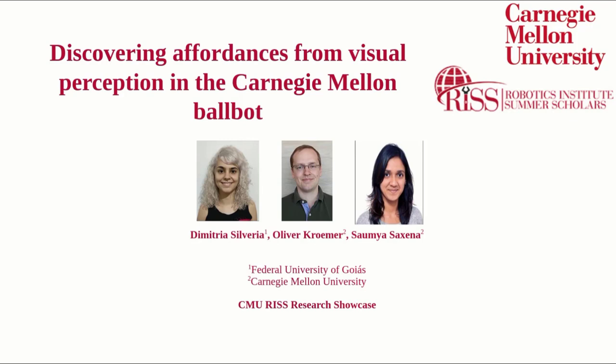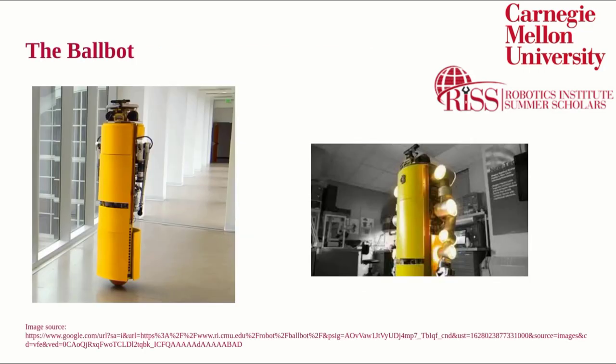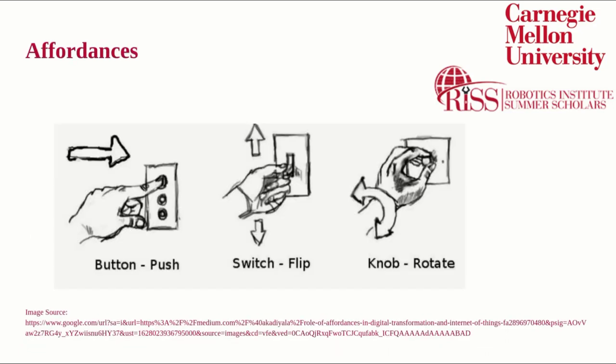This year, I contributed to the Intelligent Autonomous Manipulation Lab with the research, discovering affordances from visual perception in the Carnegie Mellon Ballbot. The Carnegie Mellon Ballbot is an autonomous mobile manipulator designed to assist humans in tasks such as grasping objects. In order to execute its manipulation tasks efficiently, the robot needs to learn object affordances.